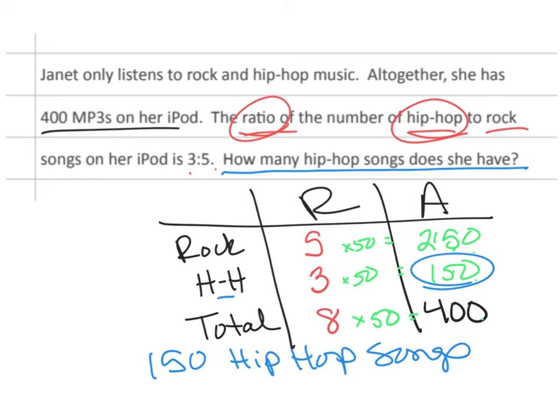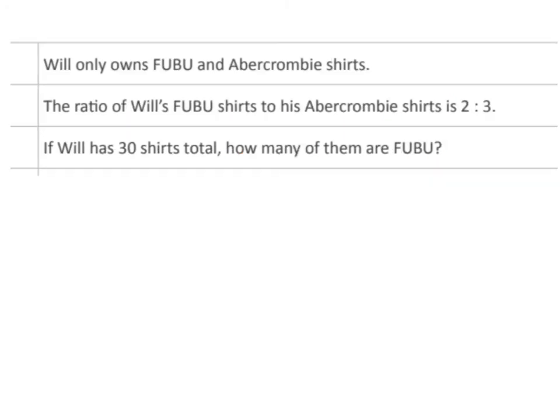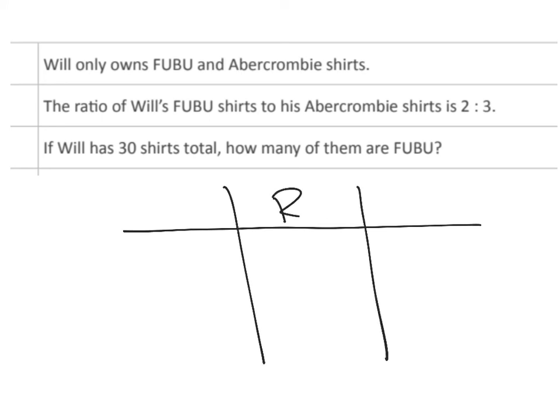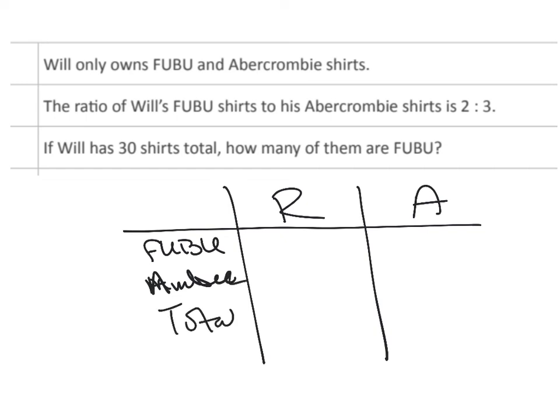Good job. Let's do another one. Again, pause it if you want to try it on your own first. Will only owns FUBU and Abercrombie shirts. Just so some of you know, those are shirts from the 80s. We have ratio, we have actual, we have FUBU shirts, and we have Abercrombie shirts. Sorry about that. Abercrombie shirts, and then we have a total number of shirts.